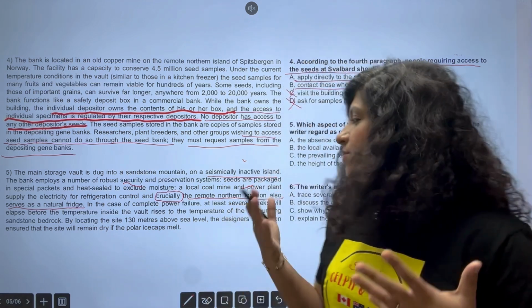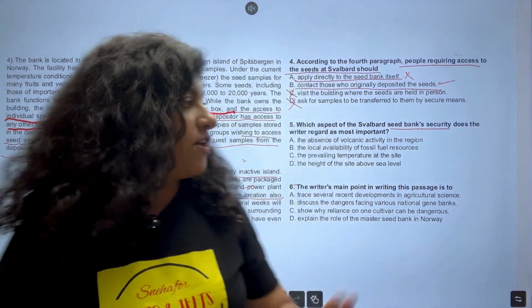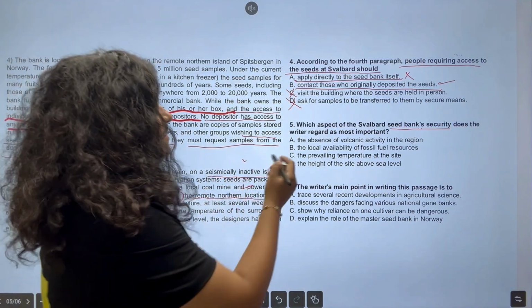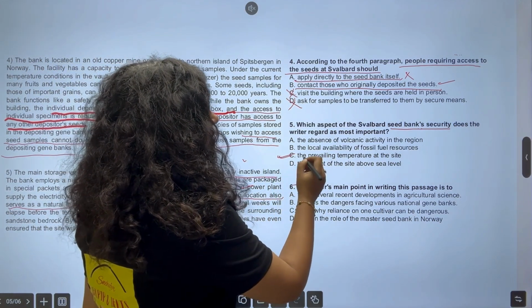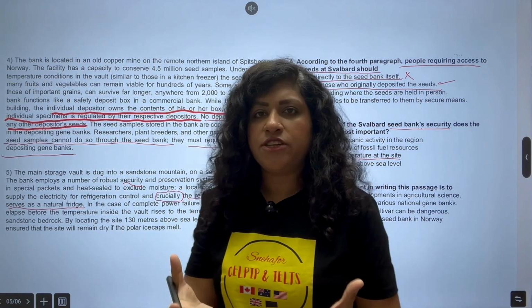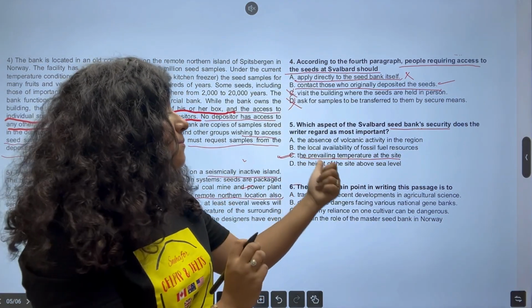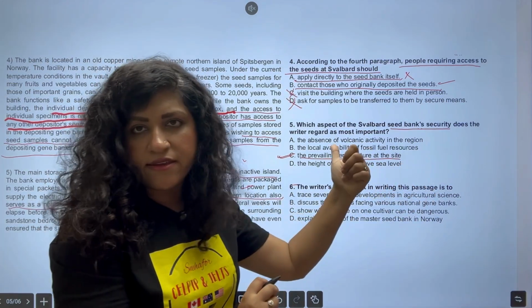That is the northern location which serves as a natural fridge. And if I look at the options, this one clearly says so: prevailing temperature at the site. So the location serves as a fridge, which means the temperature is extremely low and controlled. Prevailing temperature at the site.